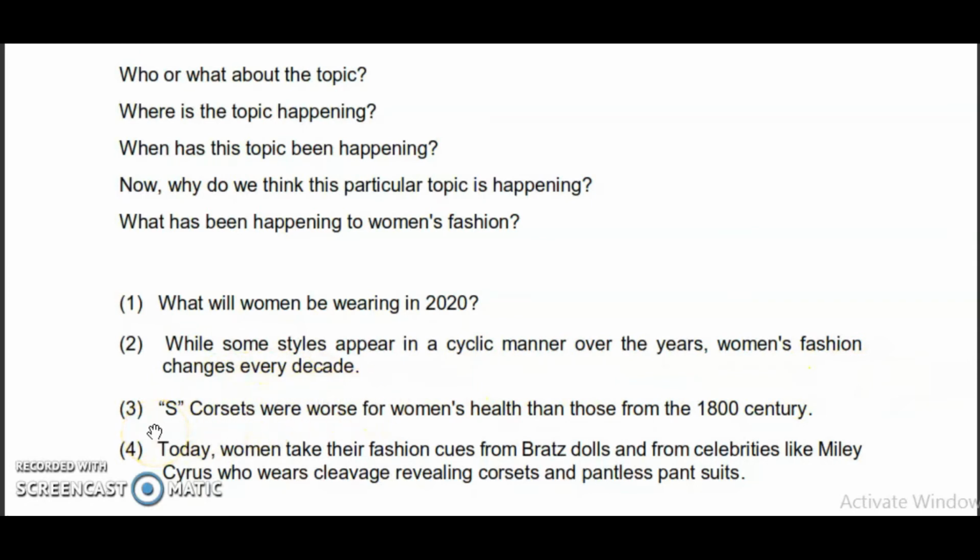Option 3: as corsets were worse for women's health than those from the 1800s century. Option 4: today, women take their fashion cues from Bratz dolls and from celebrities like Miley Cyrus, who wears cleavage-revealing corsets and pantless pantsuits.